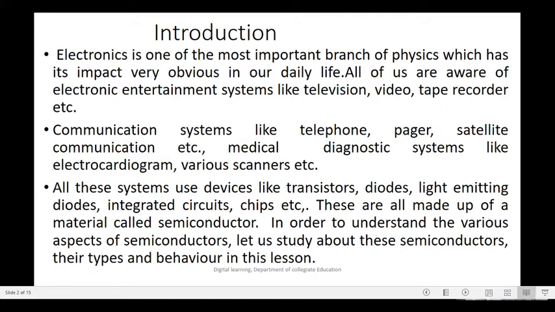These are all made up of a material called semiconductor. In order to understand the various aspects of semiconductors, let us study these semiconductors, their types and behavior in this lesson.